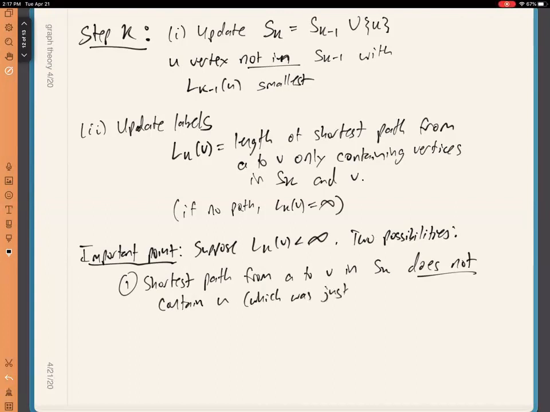So I don't mean the U from a previous step, I mean the U that was added at step K, at this step. Well then the shortest path from A to V is actually in S_{K-1}. So in particular, we don't update the label at all. The new label is just the same as the old label because I'm going to use exactly the same path I did in the previous step. So L_K(V) is L_{K-1}(V), and there's no change.